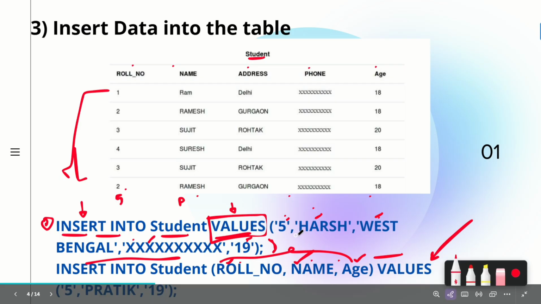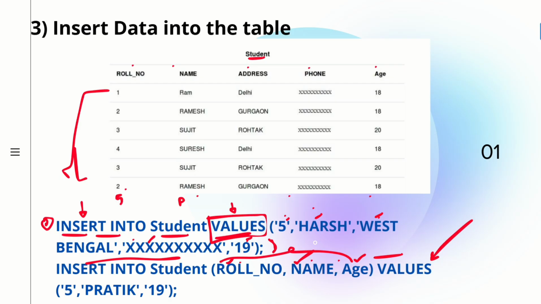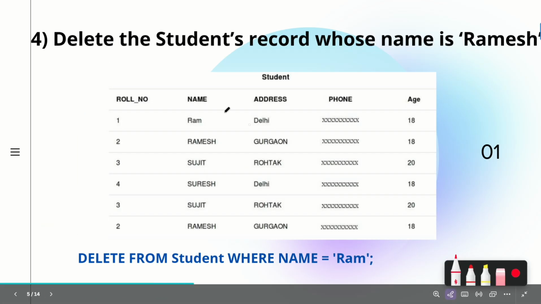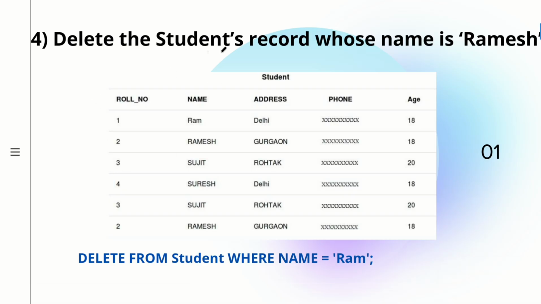If you don't have the entire data, you can save the data only in the specified columns. So let's go to the fourth question now. The fourth question is, now you have the data table and you are supposed to delete the student's record whose name is Ramesh.